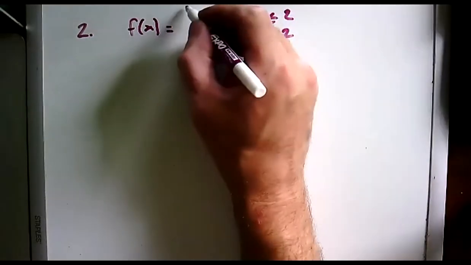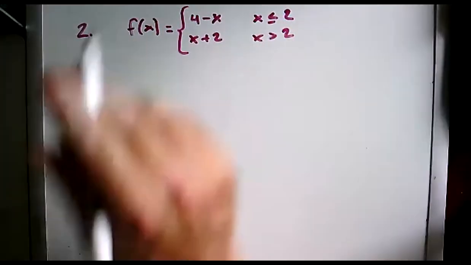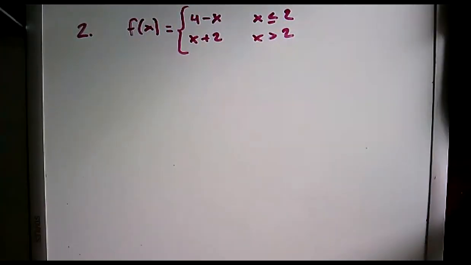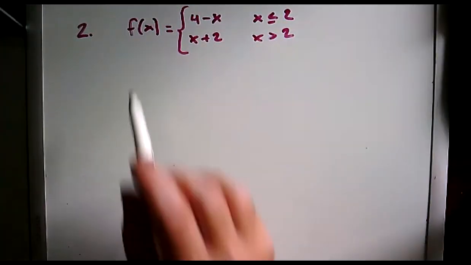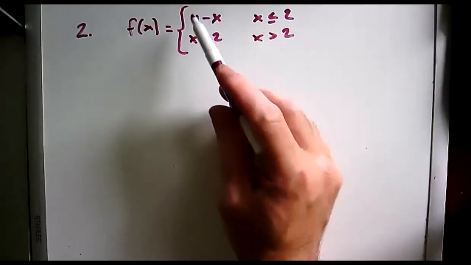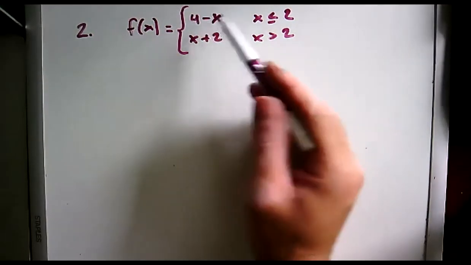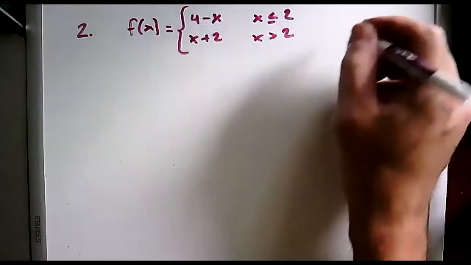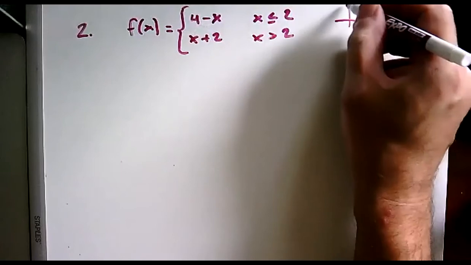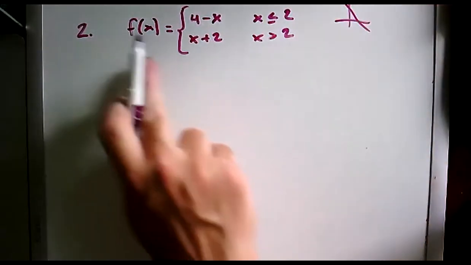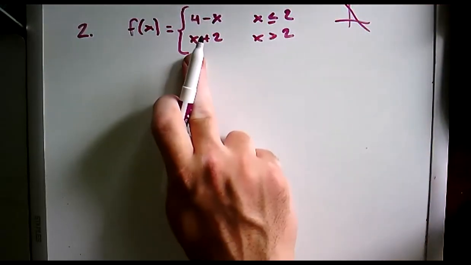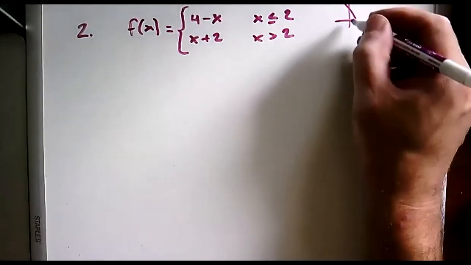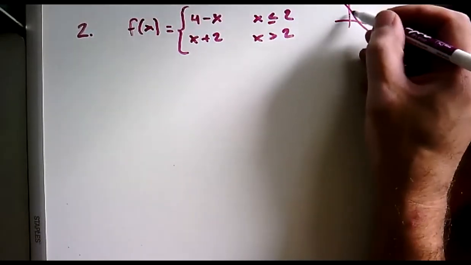Question 2 is giving us a piecewise defined function, so a function that's made up of 2 different parts. The 2 parts to this function f, one is the line y equals 4 minus x. So thinking about that, that's a line of slope -1 and y-intercept 4. We can just kind of imagine what that looks like, something like that. And then the other part is the line y equals x plus 2. So line of y-intercept 2 and slope +1.